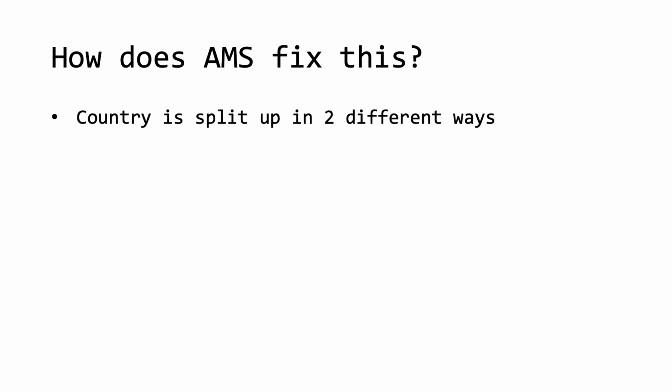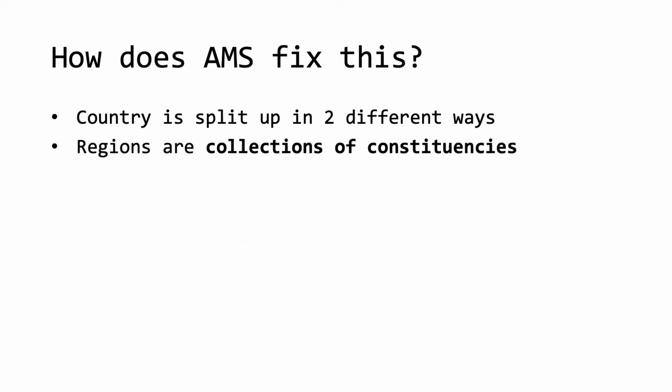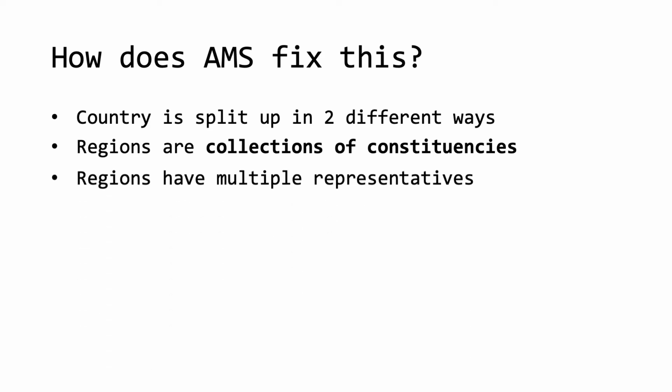AMS aims to reduce this problem by dividing the country in two different ways. It's still split into constituencies, 73 in Scotland, but it is additionally split into regions. A region is a collection of constituencies in a large geographic area, which has multiple representatives, as opposed to the one representative constituencies have. There are 8 regions in Scotland, and each one is represented by 7 MSPs.